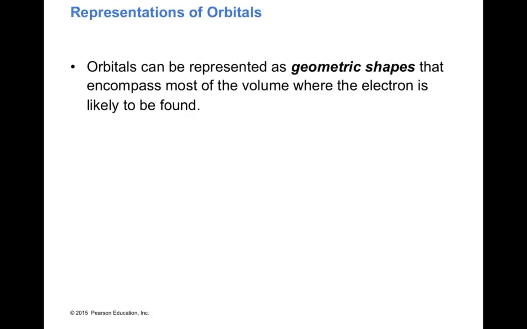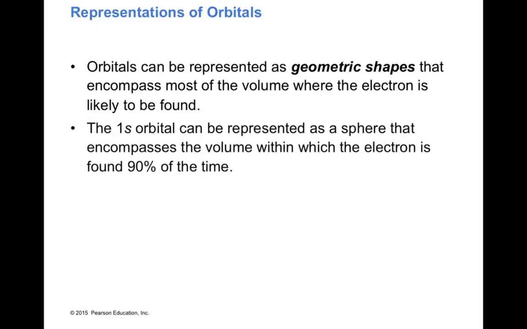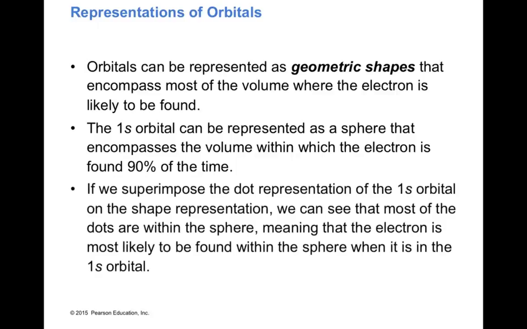Orbitals can also be represented as geometric shapes that encompass most of the volume where the electron is likely to be found. Remember that these are basically statistical probabilities of where you can find those electrons. The 1s orbital can be represented as a sphere that encompasses the volume within which the electron is found 90% of the time. If we superimpose the dot representation of the 1s orbital on the shape representation, we can see that most of the dots are within the sphere, meaning that the electron is most likely to be found within the sphere when it is in the 1s orbital.